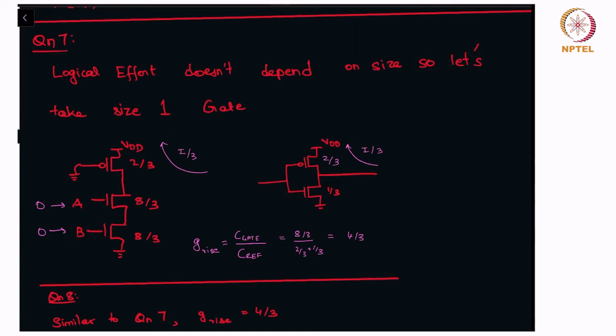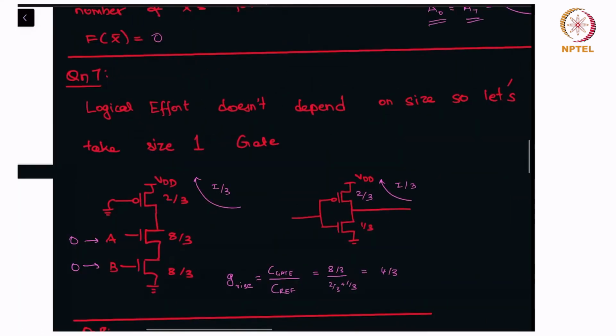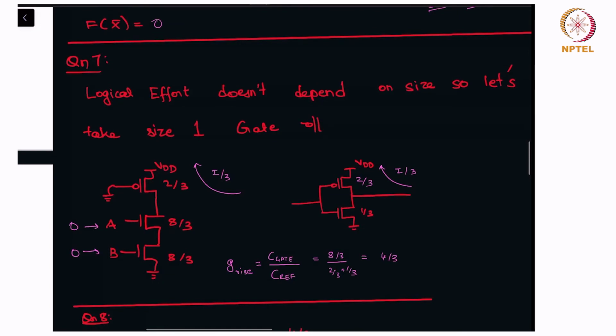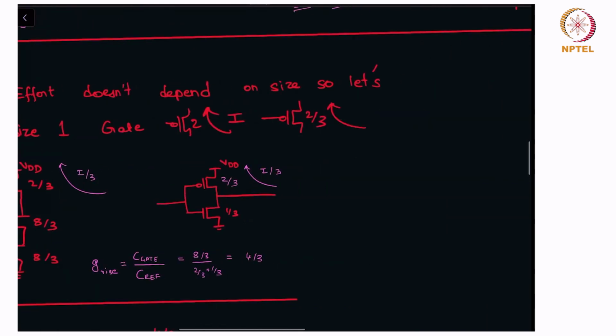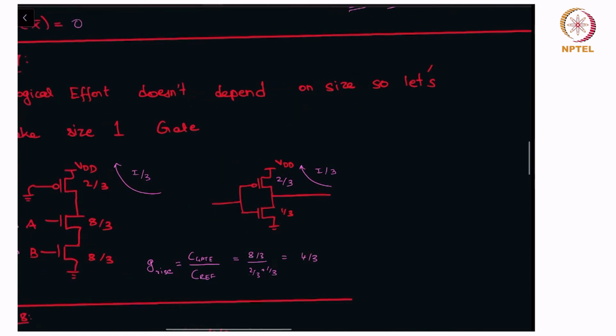So there's only the pull-up current, which is I by 3. And why is that I by 3? Because the PMOS of size 2 pulls up a current of I. So you divide that by 3, 2 by 3. The current will also get divided by 3 because the current is directly proportional to the width. So it pulls up I by 3.